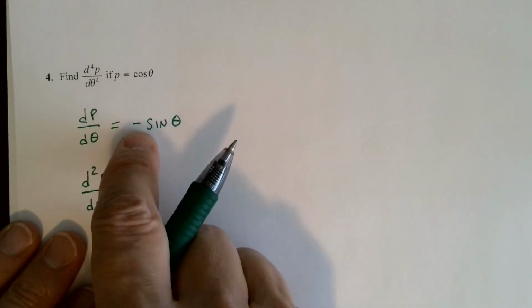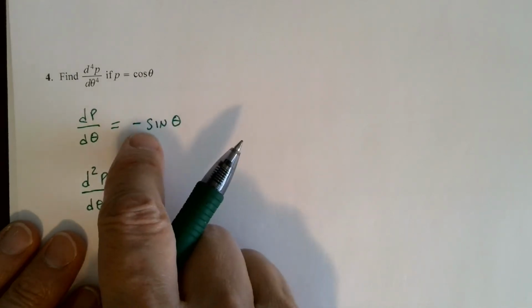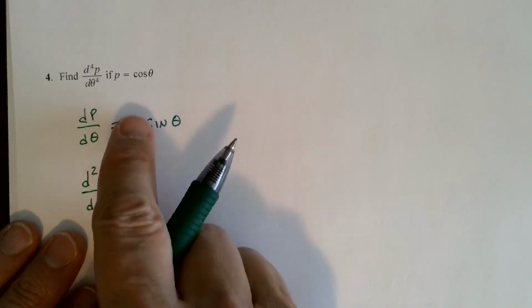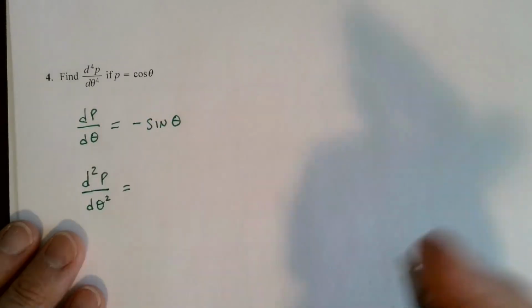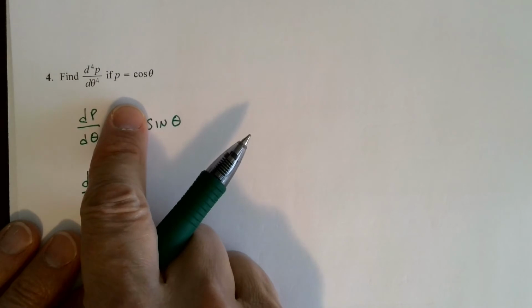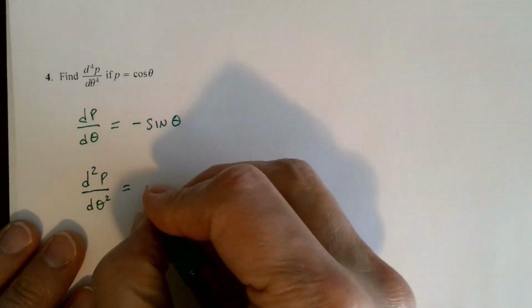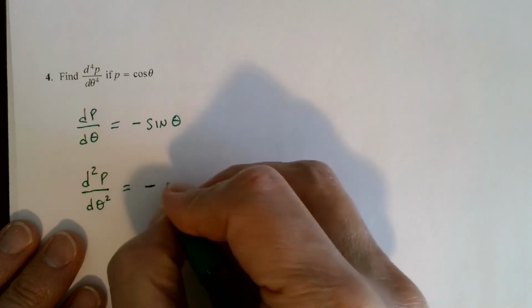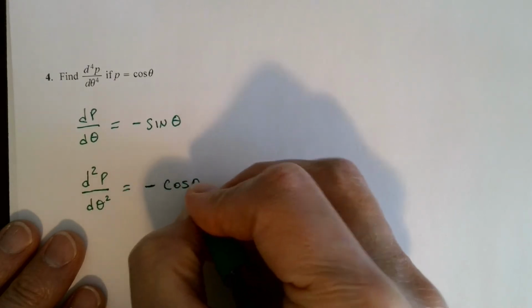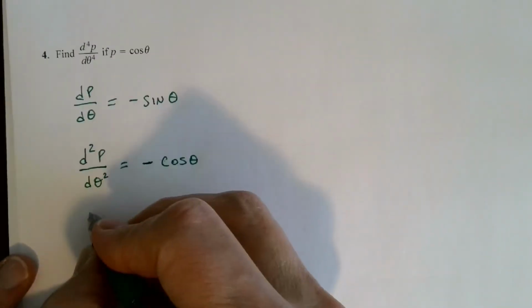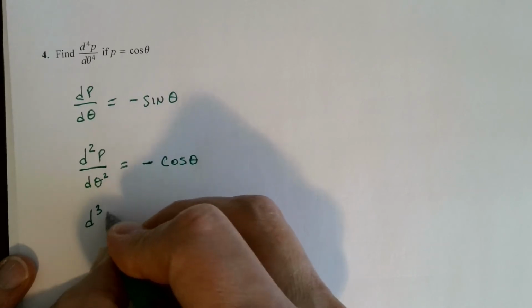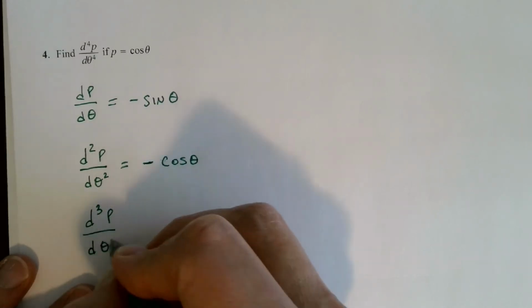Well, I've got a negative sine of theta. This is negative 1 times sine of theta. So pull that negative 1 out. And what's the derivative of sine of theta? The derivative of sine of theta is cosine theta. And then multiply it by that negative 1 gives me negative cosine of theta. Okay? Well, getting there.